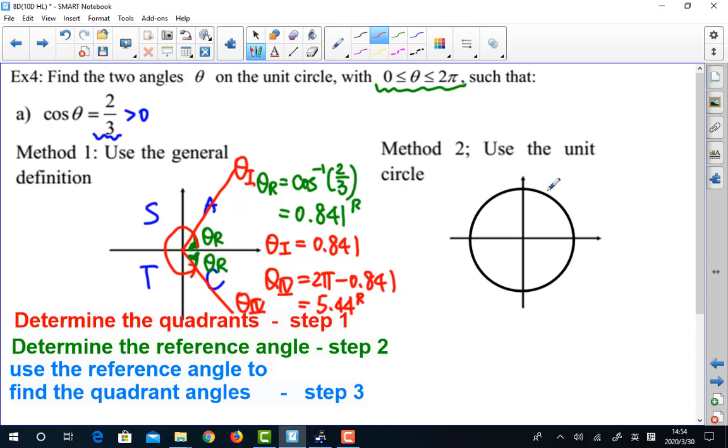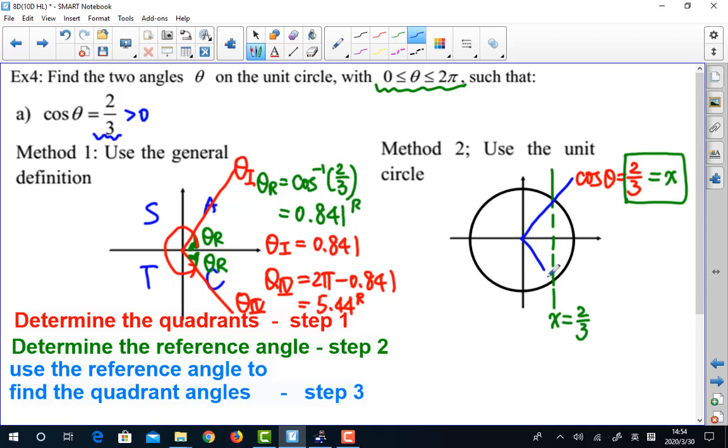Let's look at how we can use the unit circle to solve for the angle. Cosine theta equals 2/3. Based on the unit circle definition, this one is the x value. So x equals 2/3 is a vertical line. Let's draw this vertical line. This vertical line will cut the unit circle at 2 points. Join these two points with the origin. That's how we can find the first quadrant and the fourth quadrant rotation angles.